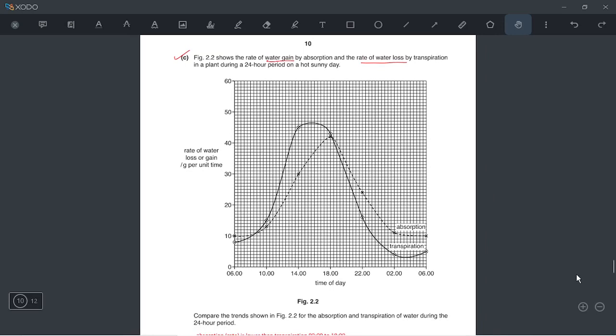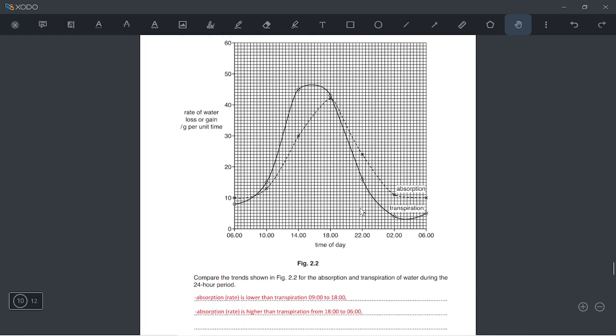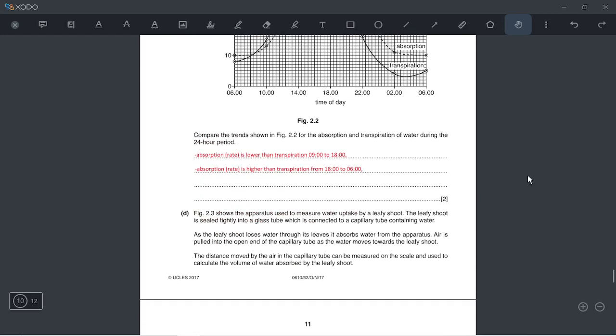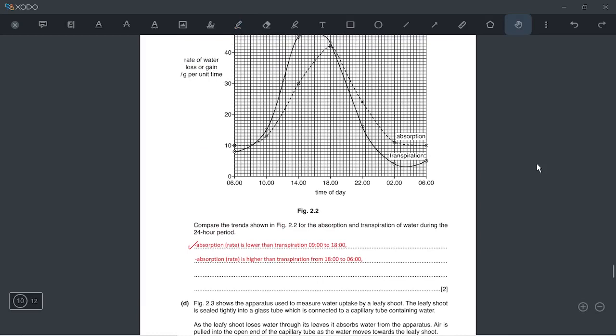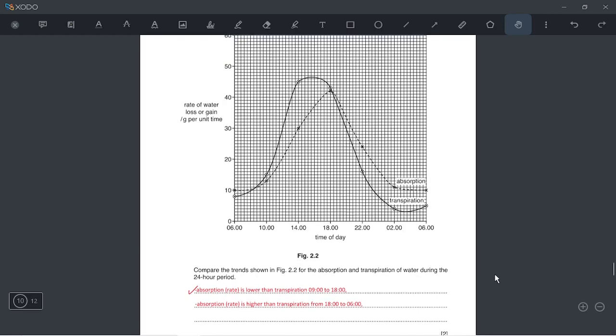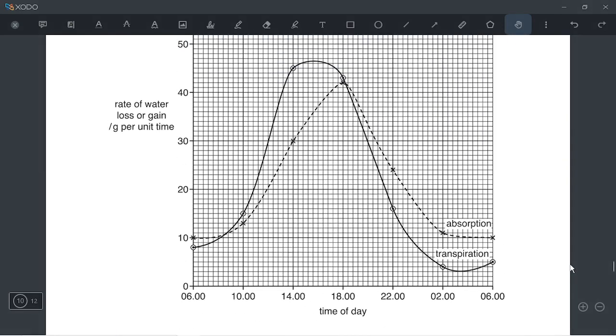So here, absorption is shown by dotted lines, right? Initially you can see from 6 onwards, you can compare this. The rate of absorption is lower than the rate of transpiration between 9 to 18. You can see it easily here. I will just simplify it.